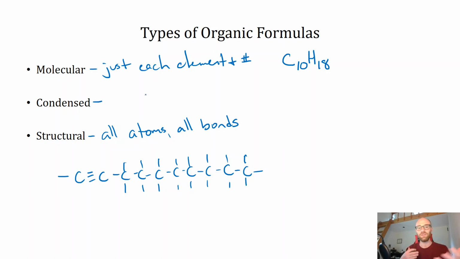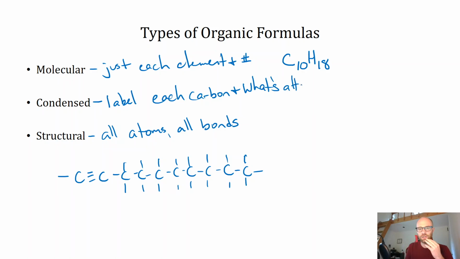To write a condensed structure, this works out really nicely if you want to type something into a Word document, like write it out on paper, so you don't have to draw the whole thing, but you're communicating some of the structure so that someone reading it can figure out what it is. Label each carbon and what's attached separately. And I'm going to show you what I mean with this one. So basically, we're going to write each carbon separately. So instead of C10, you're going to see 10 Cs in your compound. After each carbon, you list the elements, the atoms that are attached just to that carbon.